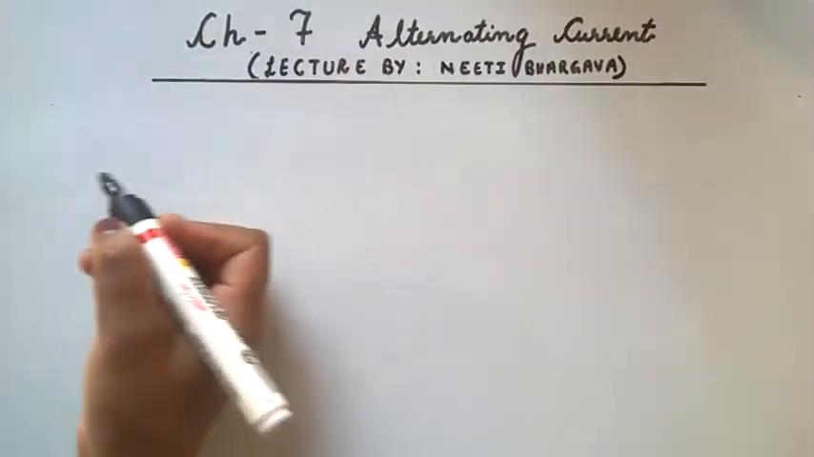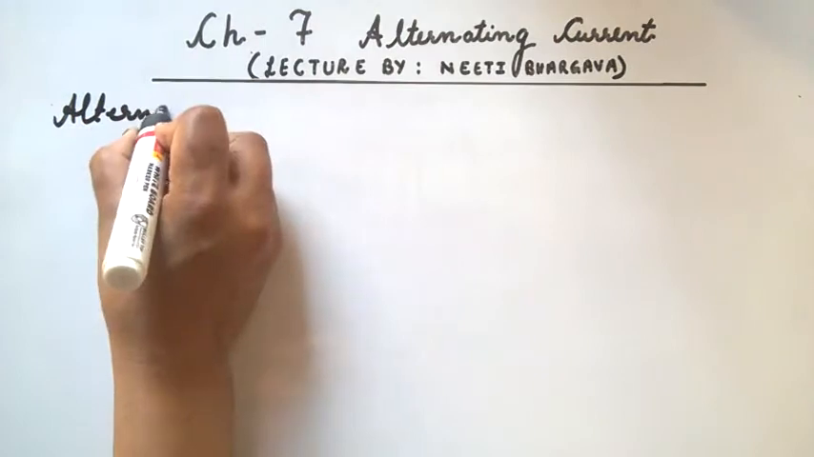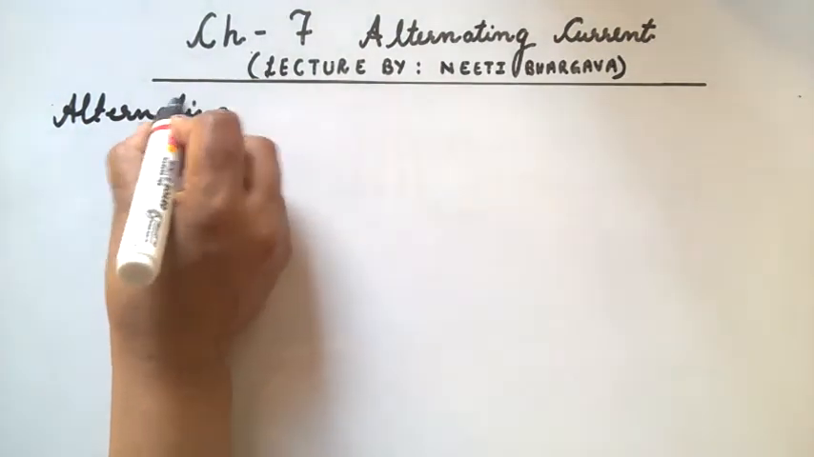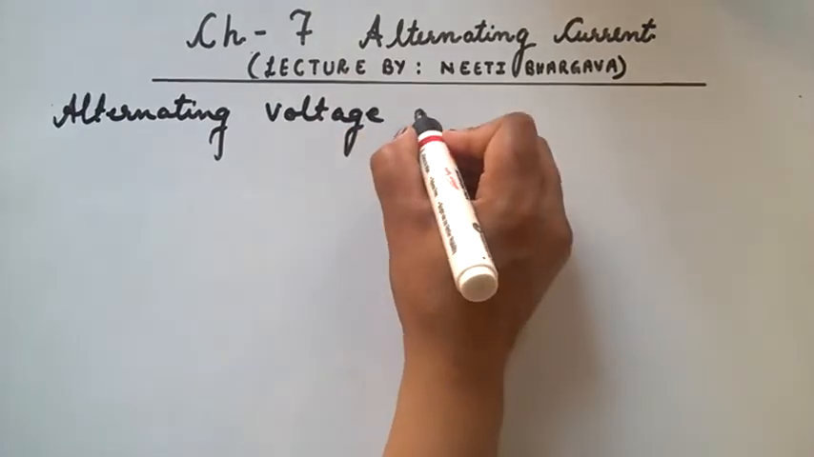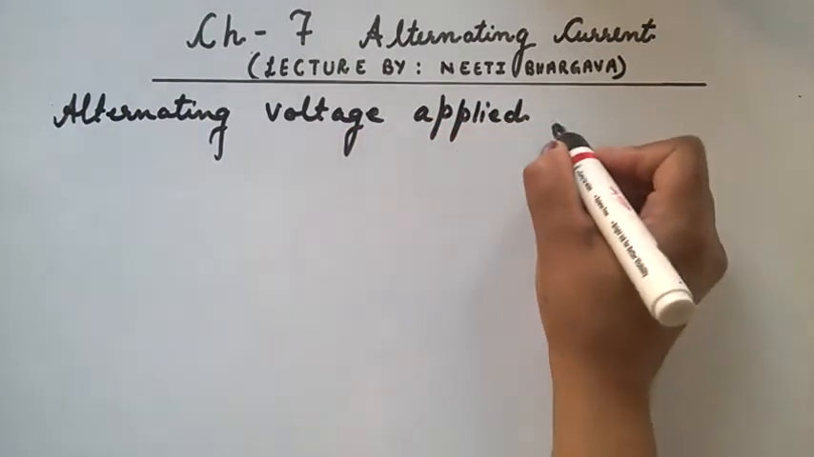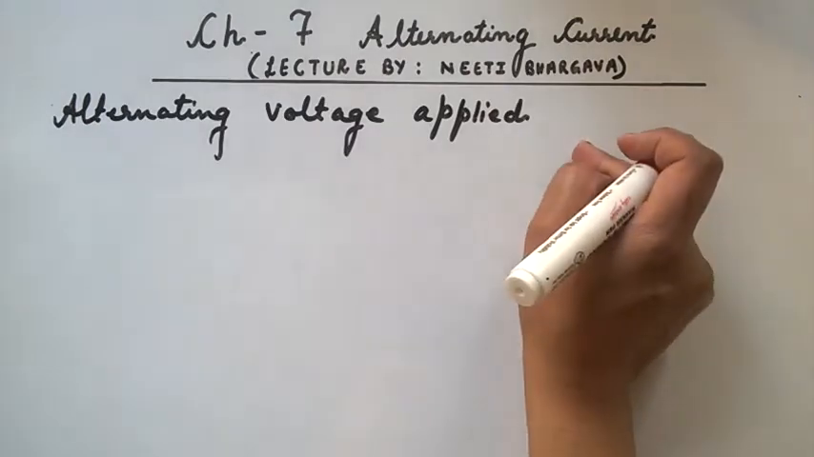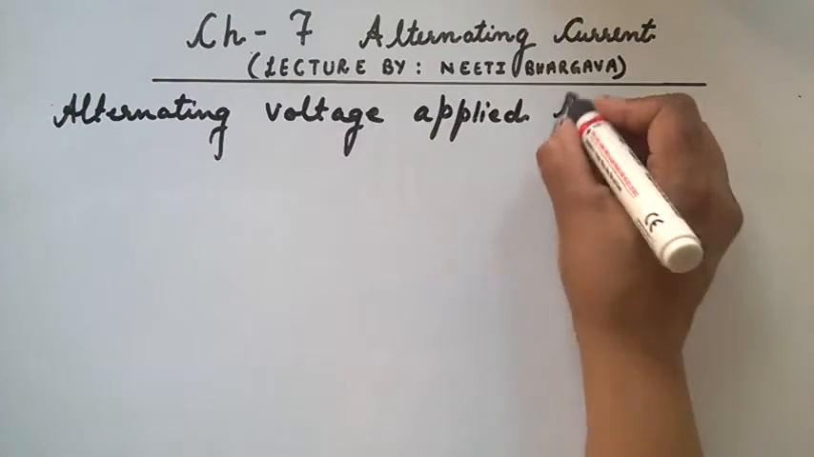Alternating voltage applied to a resistor. Here we will consider an AC source to which only a resistor is connected, and that type of circuit is known as a pure resistive circuit.